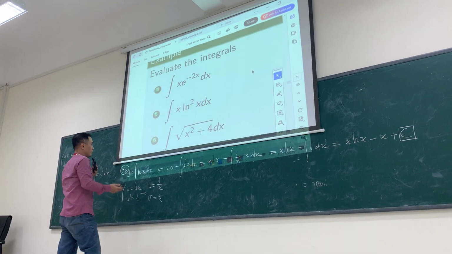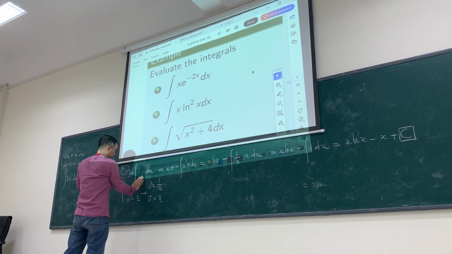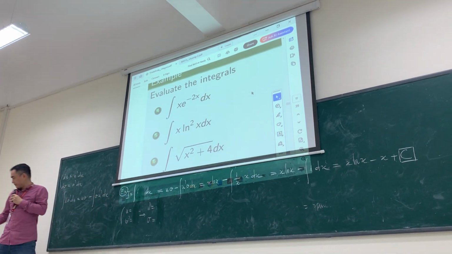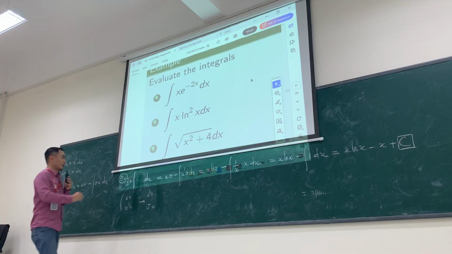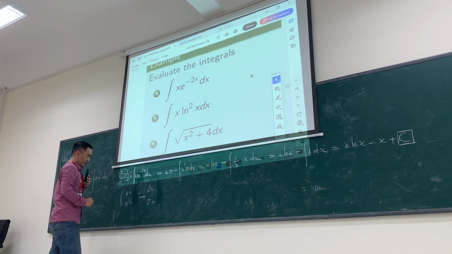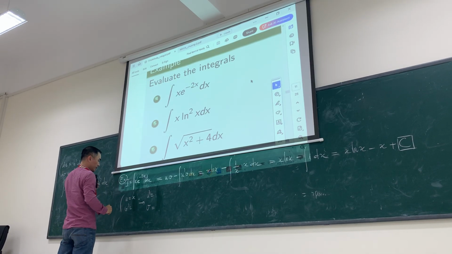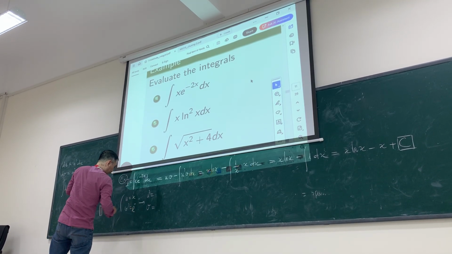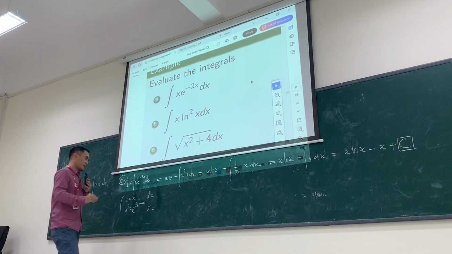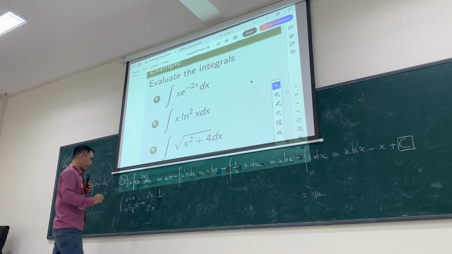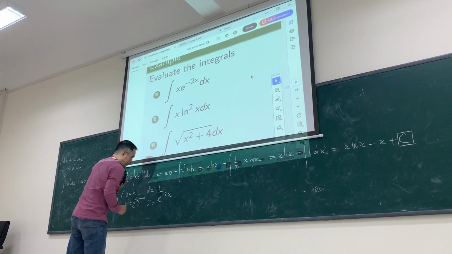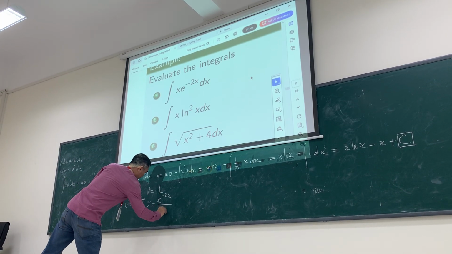Now, example 4: the integral of x exponent minus 2x. In this case, you can choose u equal x and v prime equal exponent minus 2x. From here, you can estimate u prime equal 1 and v is equal exponent minus 2x over minus 2.